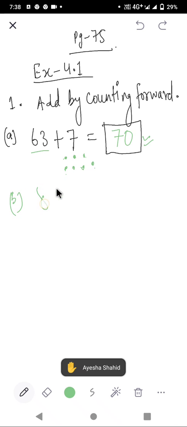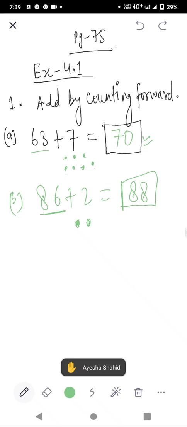Next, 86 plus 2. Here we have to count forward 2 times only, because we have to add 2. The bigger number is 86, so after 86 you have to count 2 times. We will count after 86: 87, 88. 86 plus 2 is 88. Like this you have to do.